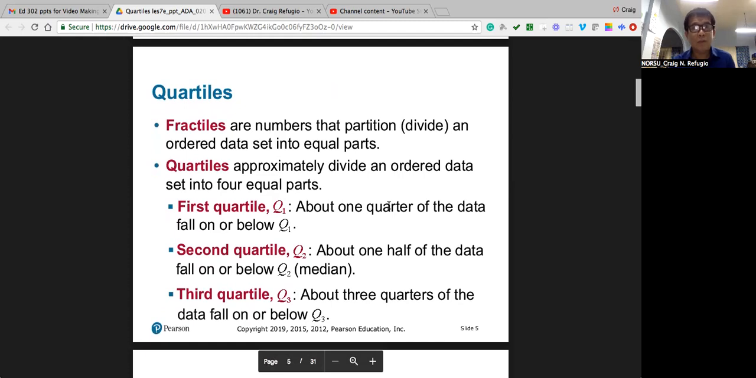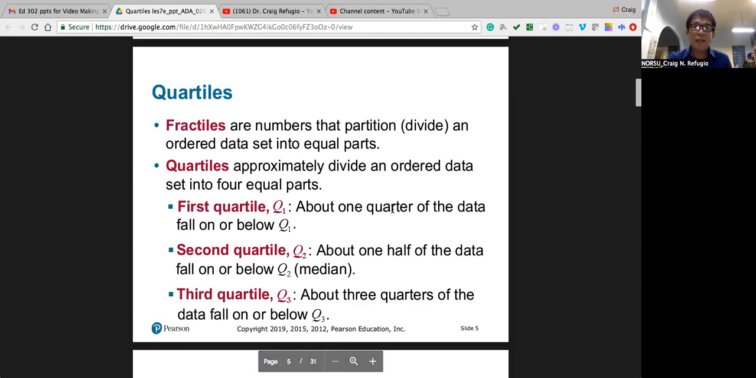Under quartiles, we'll be talking about fractiles in general. Fractiles are numbers that partition, divide, and order data into equal parts. So that's the overall term, fractiles. They are numbers that partition or divide ordered data, meaning data arranged from lowest to the highest or highest to the lowest one. Remember, in the computation of the median, we make use of ordered data, wherein ordered data are data that are arranged from lowest to the highest or highest to the lowest.